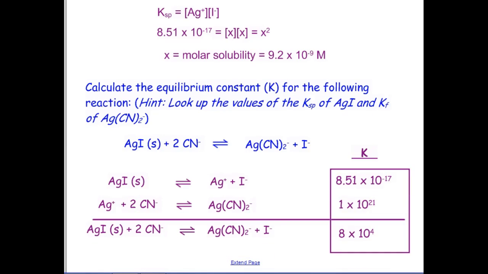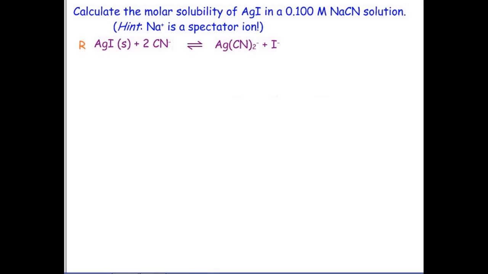And if we add cyanide, it becomes much more soluble. We can actually calculate the molar solubility of silver iodide in a 0.1 molar sodium cyanide solution. Our net ionic equation, the sodium is a spectator ion, so we just have the silver iodide and cyanide ions making the complex ion. So pause the video and set up the RICE problem.